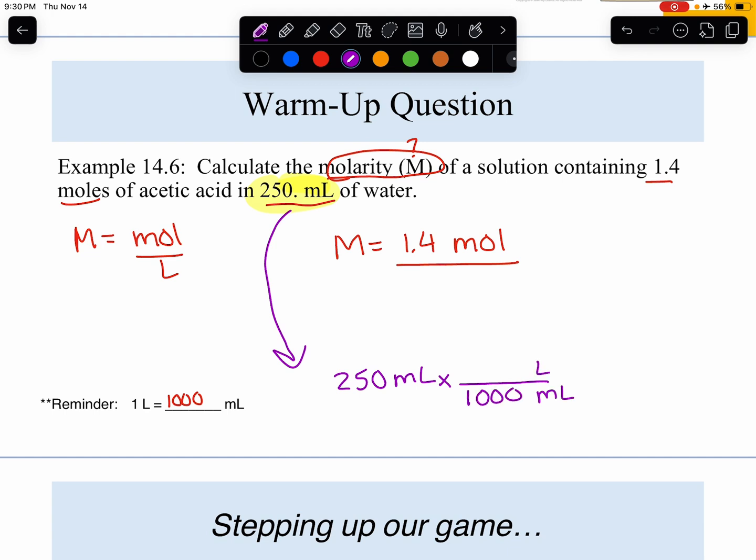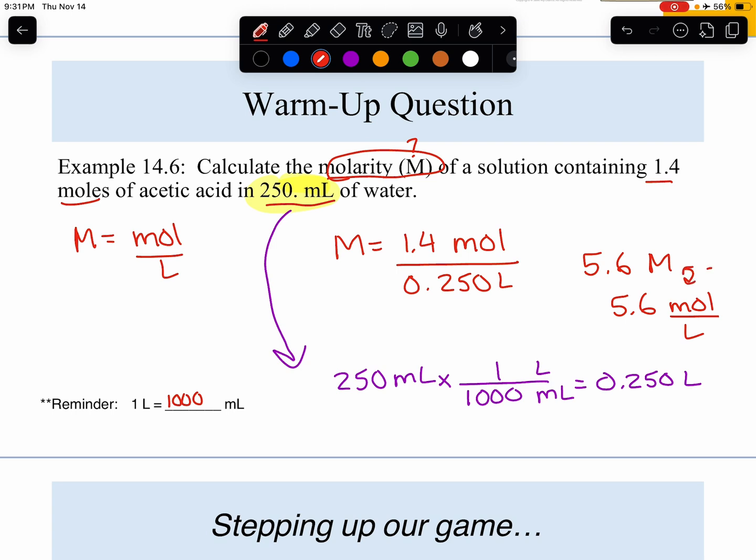There is 1,000 milliliters in a liter. So you're going to take 250 divided by 1,000. That's going to get you 0.250 liters. So I can then go ahead and fill that up in my spot, 0.250 liters. Okay? When I go ahead and divide that answer, 1.4 divided by 0.250, I end up getting 5.6. And again, my units are big M, or it could be 5.6 moles per liter. Both of these are acceptable, okay? Either way.